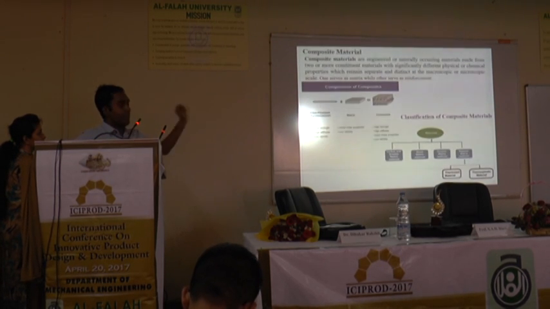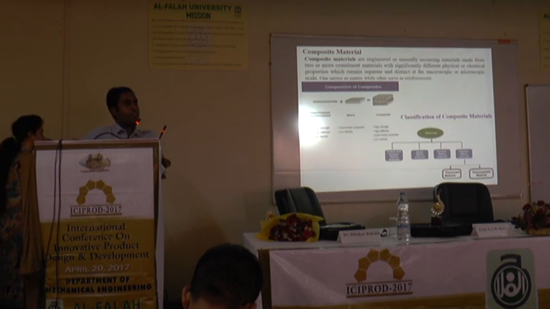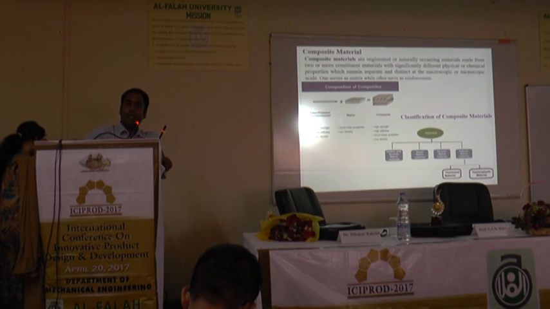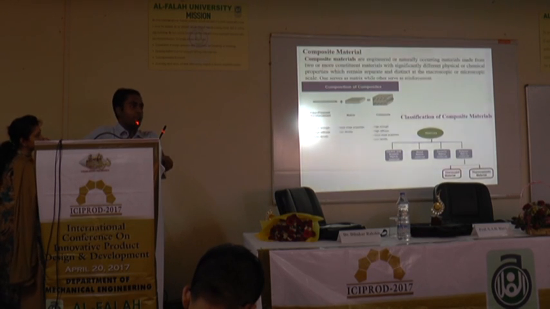Now, next, this is the composite material. If I ask anybody what a composite is, everybody will be able to answer, because a composite is a combination of two materials. When they are mixed in certain proportion, it yields a new material, and the properties of that new material are different or improved as compared to the base material or the parent material. I think this is the basic definition.